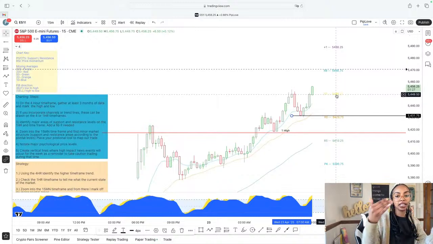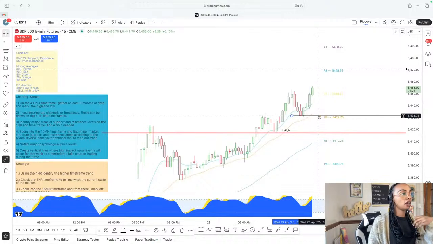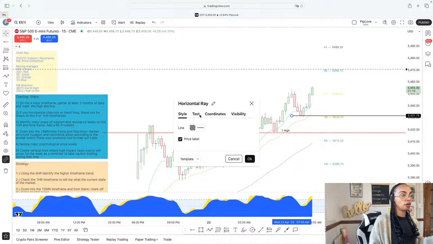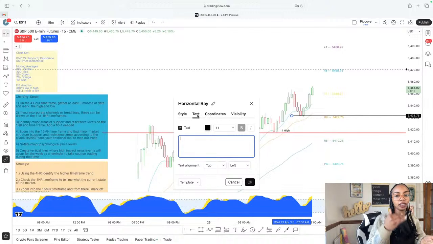That's broken. The market is now making lower lows. So we want to mark this off, and once the market keeps making lower lows, you guys need to mark those off, because once we break those levels, that's an indication of a reversal, or that the market is going to sell.